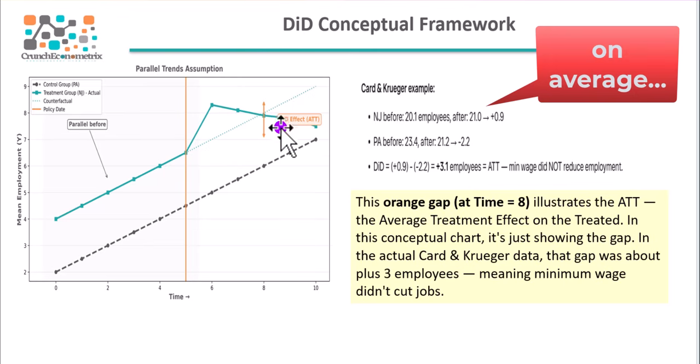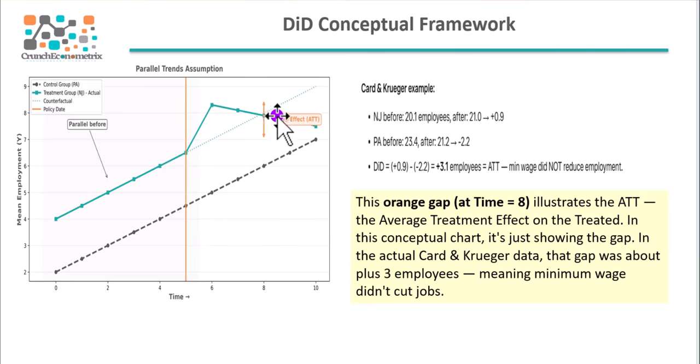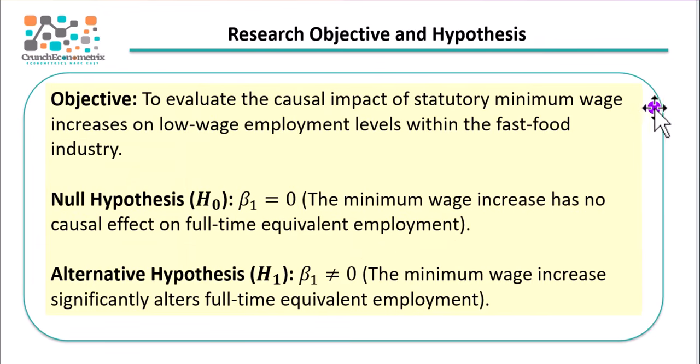Look at the orange gap at time 8. It illustrates the average treatment effect on the treated. So in this counterfactual chart, it's showing the gap. In the Card-Krueger data or experiment, the gap was about an increase of 3 employees, meaning that the minimum wage did not reduce jobs. So let's take a look at our research objective and hypothesis.